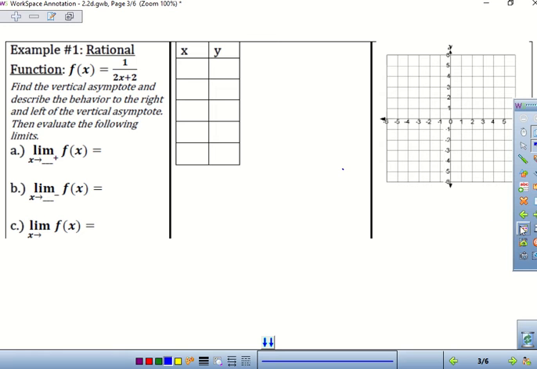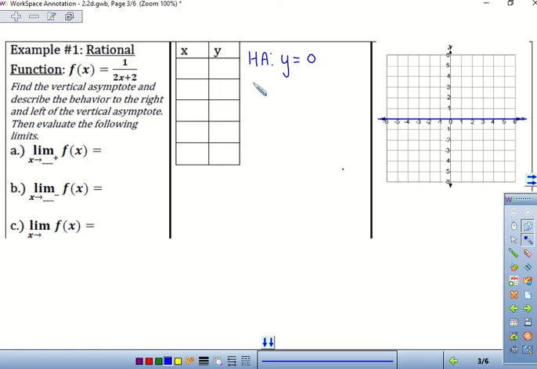So from there, what we're going to do is go ahead and find our horizontal asymptote first. So the horizontal asymptote is based on top heavy, bottom heavy, or equal degree. What would you say this one is? Bottom heavy. Good. And we know that bottom heavy always has a horizontal asymptote of y equals 0. So we're going to go ahead and sketch that.